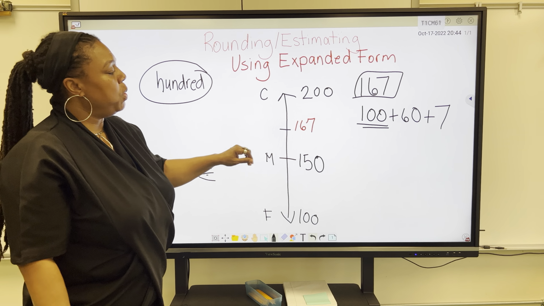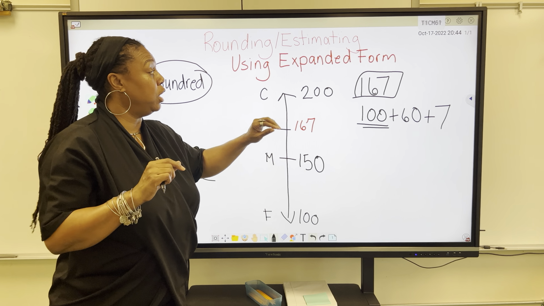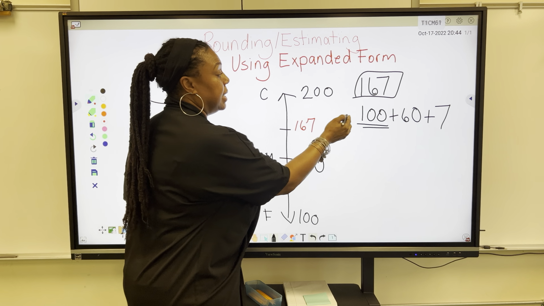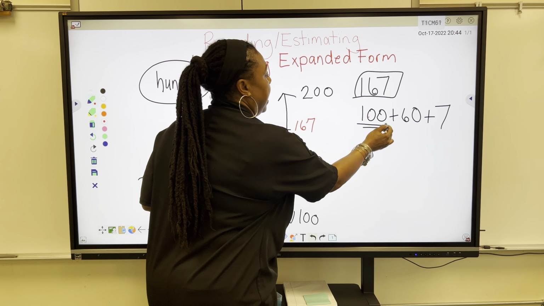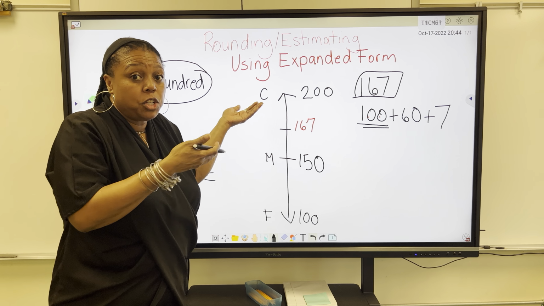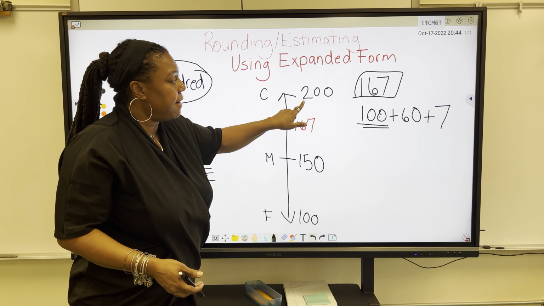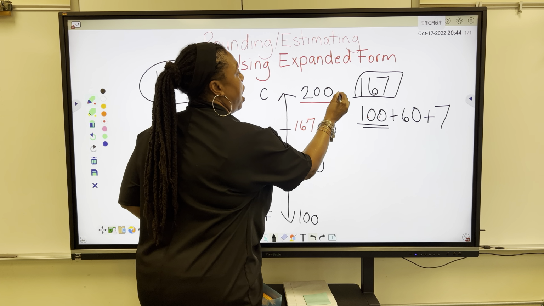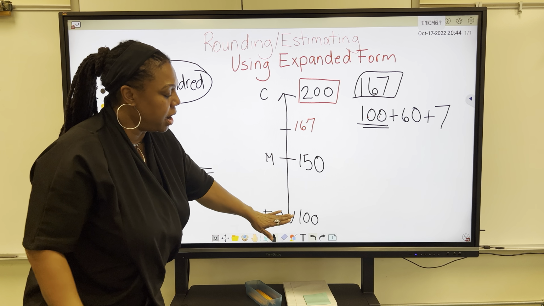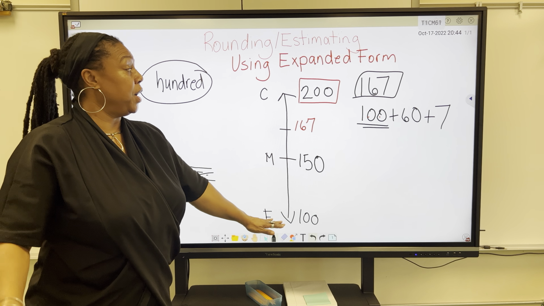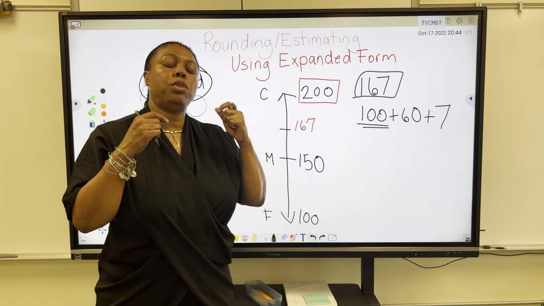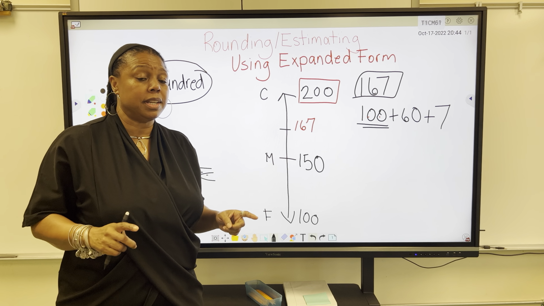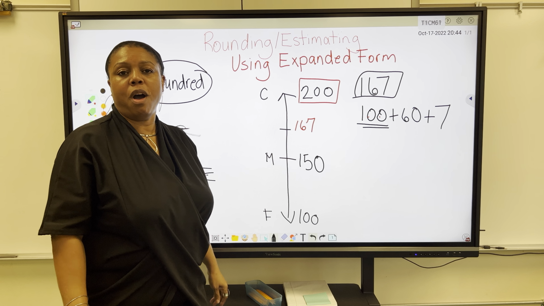So now if we want to know, again, the closest hundred, it has to end with the 2 zeros. And you can visually see, 167 is closest to 200 because 100 is way down here. So there you have it. If we're rounding 167 to the nearest or closest hundred, that would be 200.